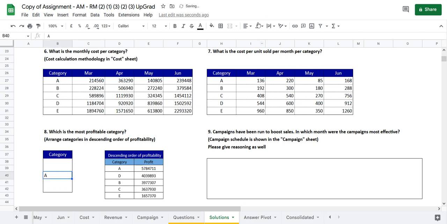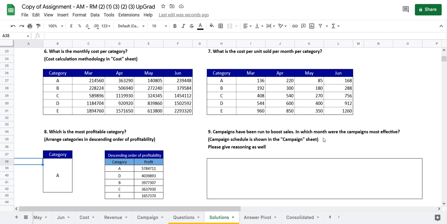We'll just central align it. Okay, so answer for this particular question will be A. Now only one question is remaining. The question is, campaigns have been run to boost the sales. Campaigns are already being run. So we have to find out in which month were the campaigns most effective.